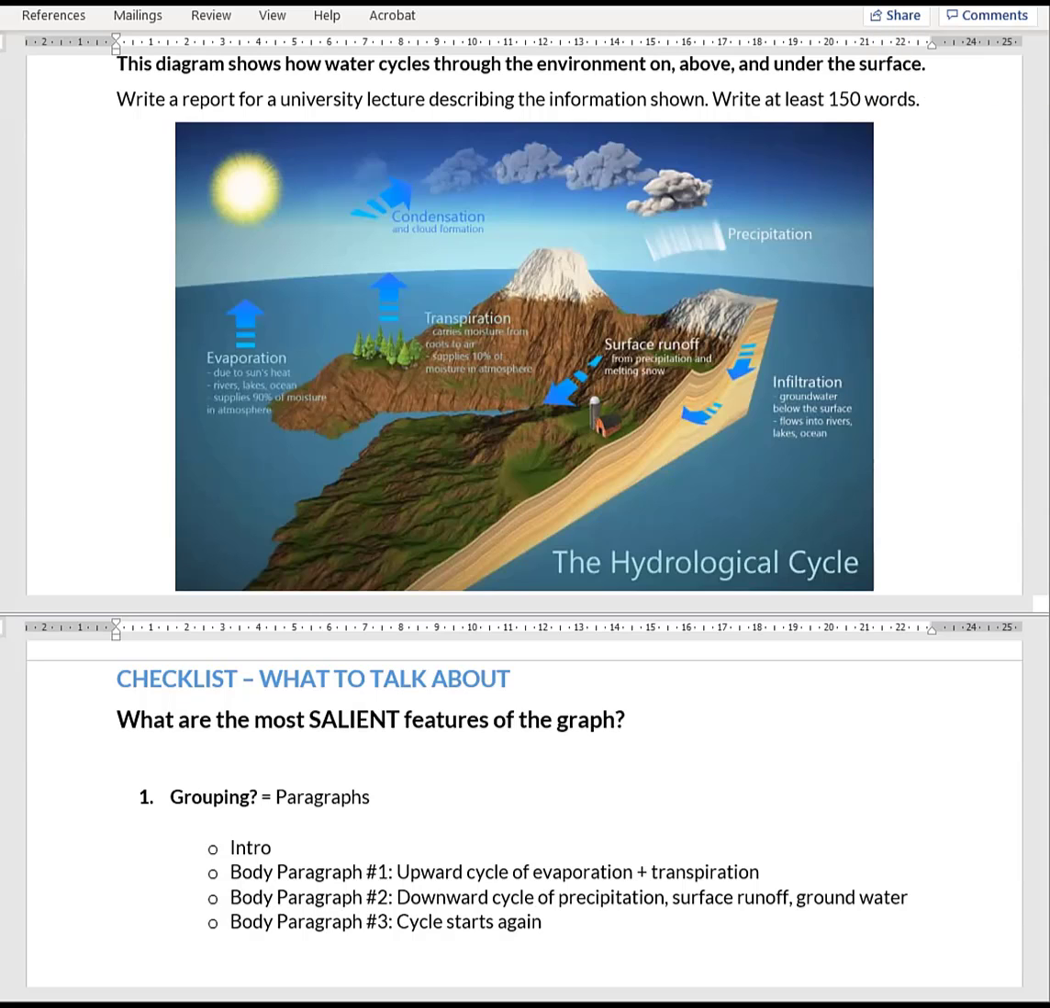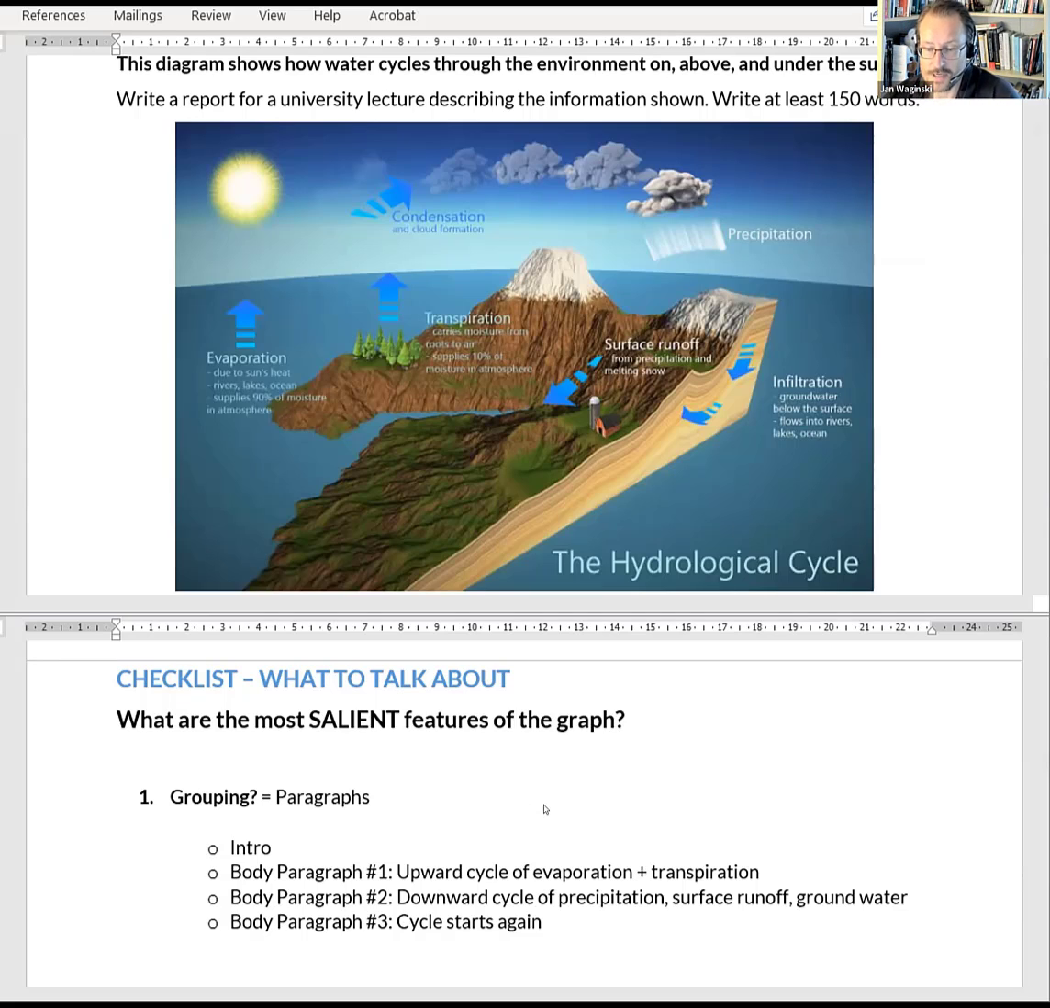Don't overthink this too much. The diagram is not meant to be tricky. Just go for a really obvious way of grouping the information, because you don't want a whole bunch of teeny tiny disconnected paragraphs with one sentence each. And usually you don't want to necessarily put everything into one paragraph. Okay, so we're going to group it this way.